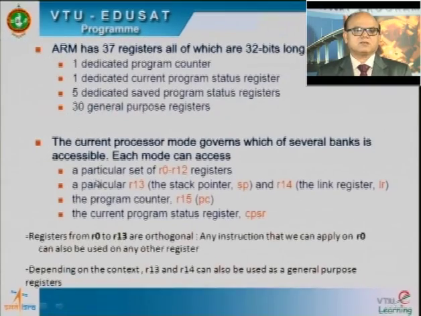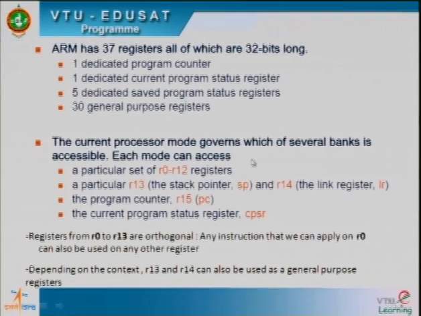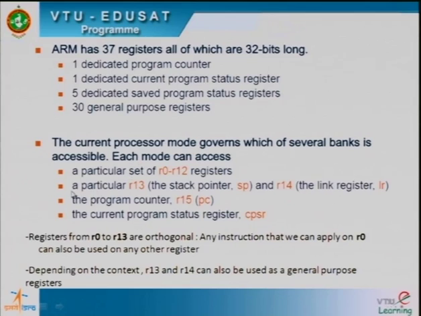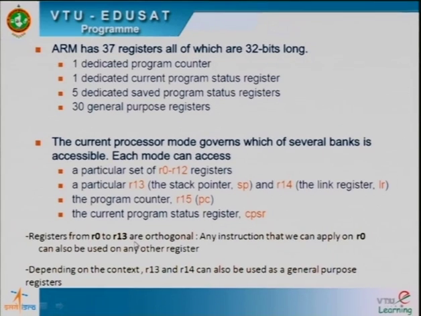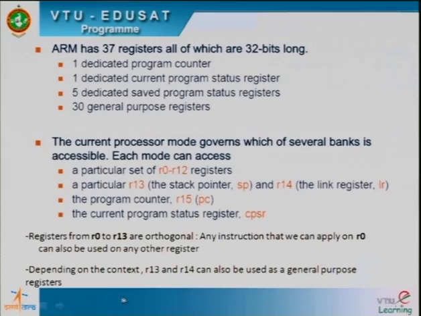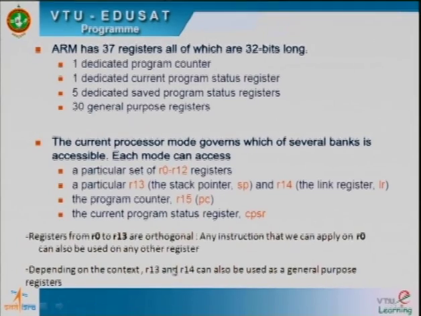And this is again just a summary. The CPSR mode governs which of several banks is accessible, a particular set R0 to R12 and R13 and R14 and so on. Registers R0 to R13 are orthogonal. That means if I use R0 for holding data or an operand, the same functionality applies to any other register, R1, R2, R3. Any register serves the same purpose. Therefore we call R0 to R13 orthogonal. That means any instruction that we can apply on R0 can be applied to the remaining registers also.